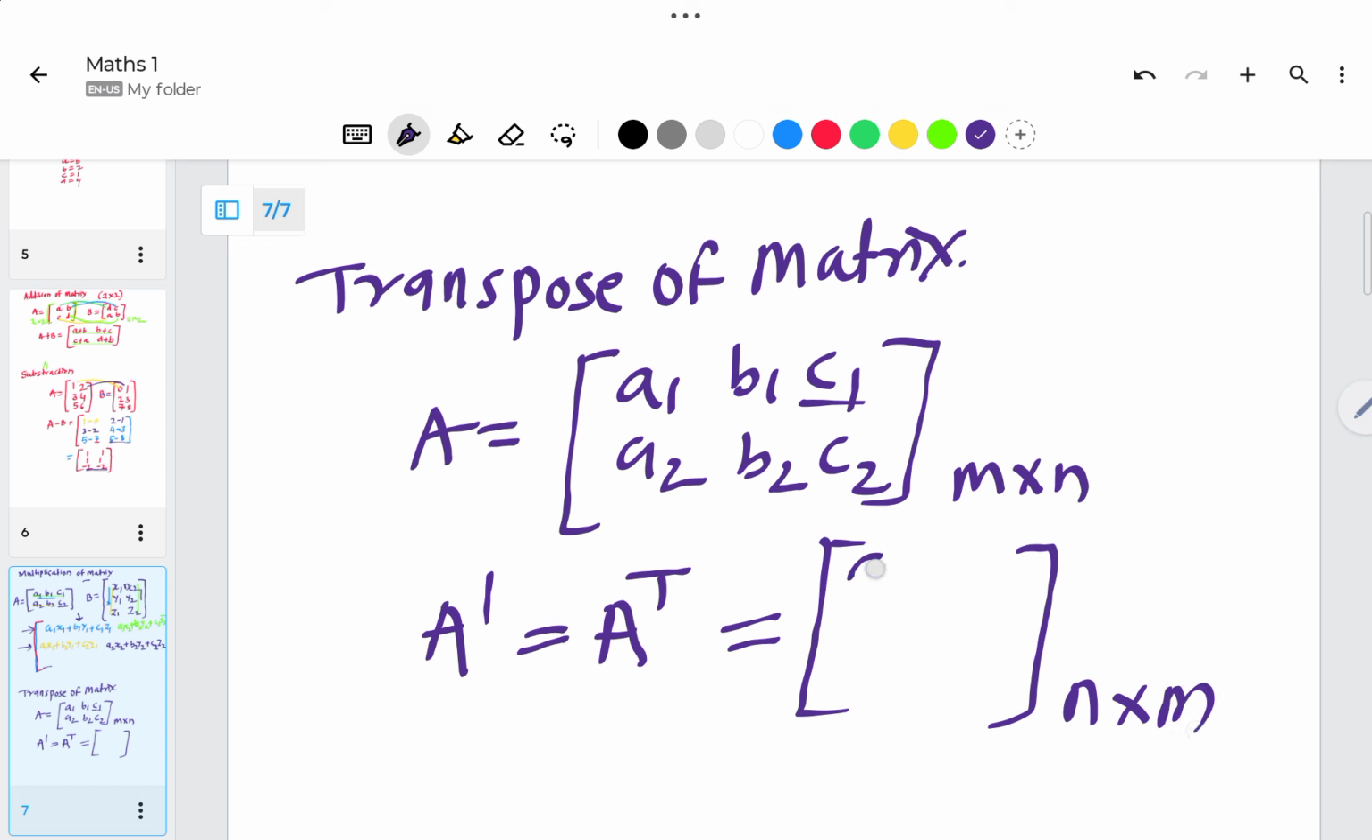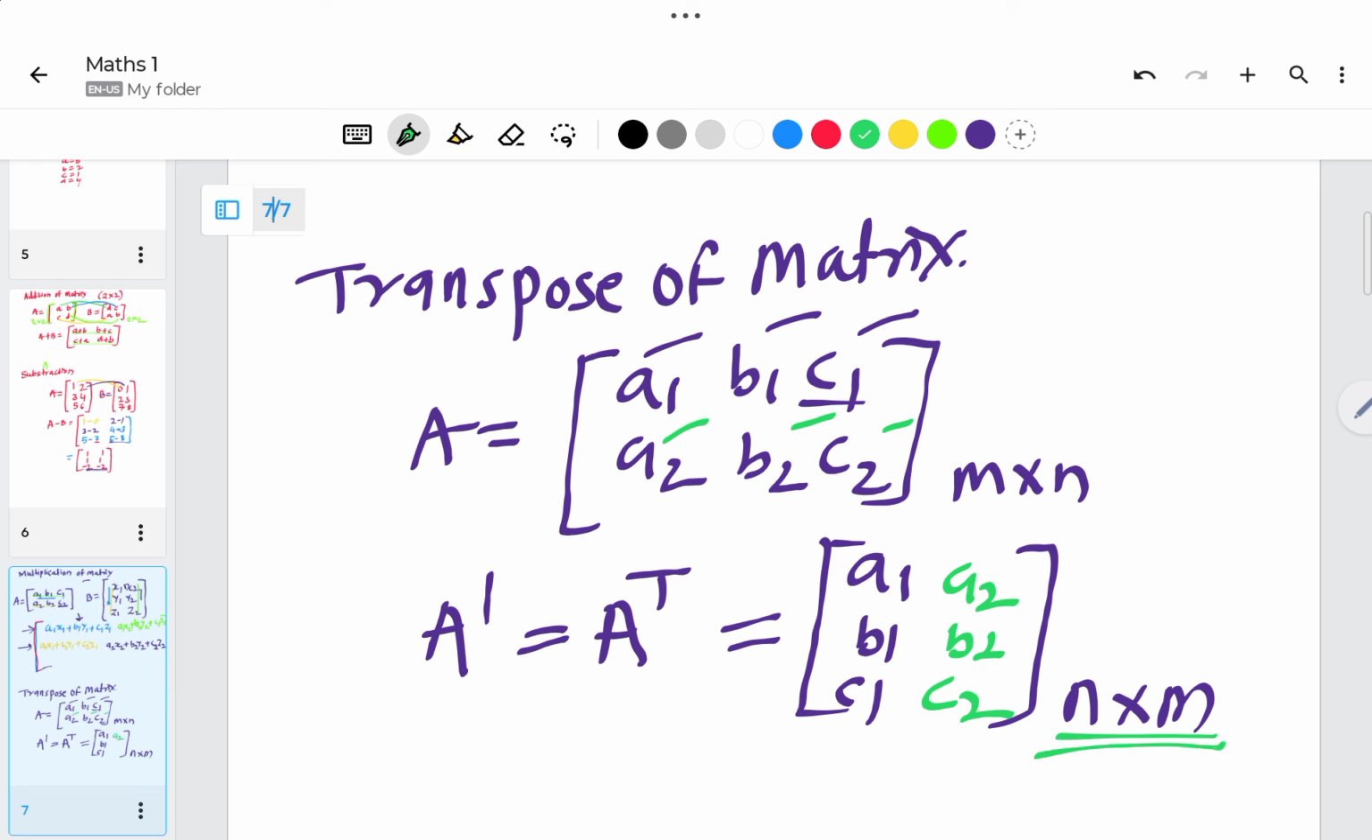So a1, b1, c1 will come here. Now a2, b2, c2 will come here. So this is converted into n into m. That's why we call this the transpose of the matrix. So here we have studied addition, subtraction, multiplication and transpose of the matrix. In the next videos we are going to see the problems.